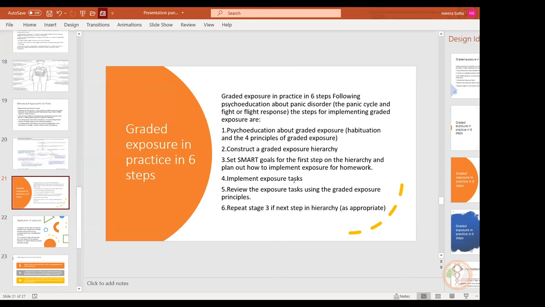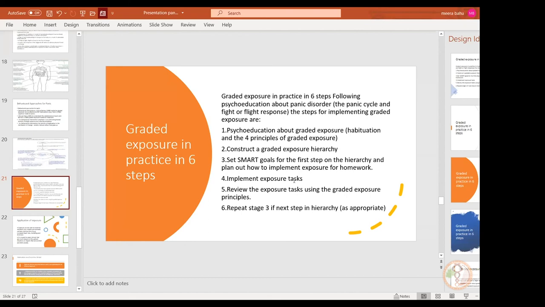So SMART goals, always make sure that it is achievable, whatever you are doing. Implement exposure tasks, review the exposure task using the graded exposure principles. Repeat from stage 3 if the next step in the hierarchy is appropriate. So you have a hierarchy of levels.